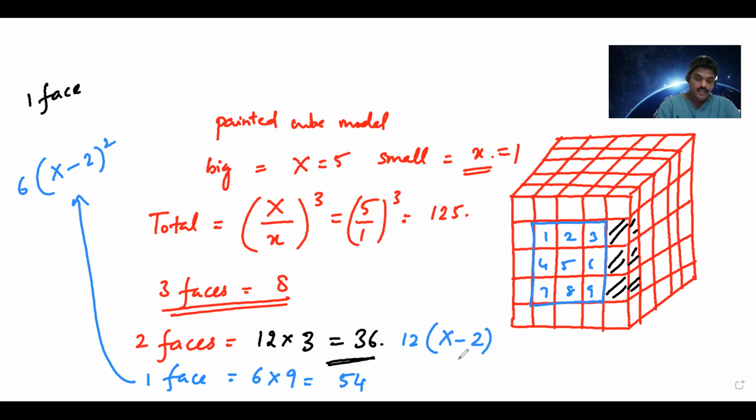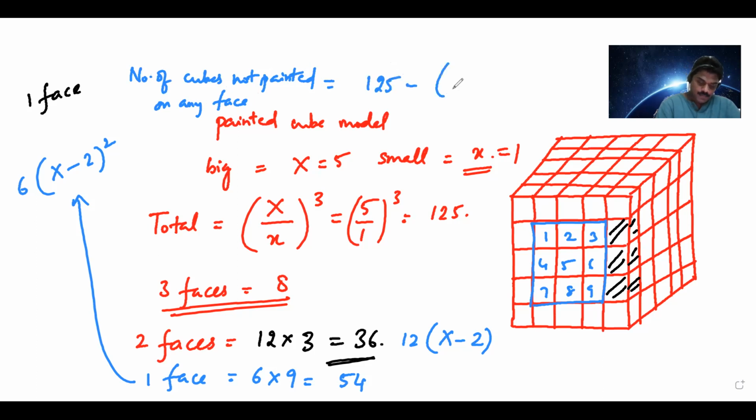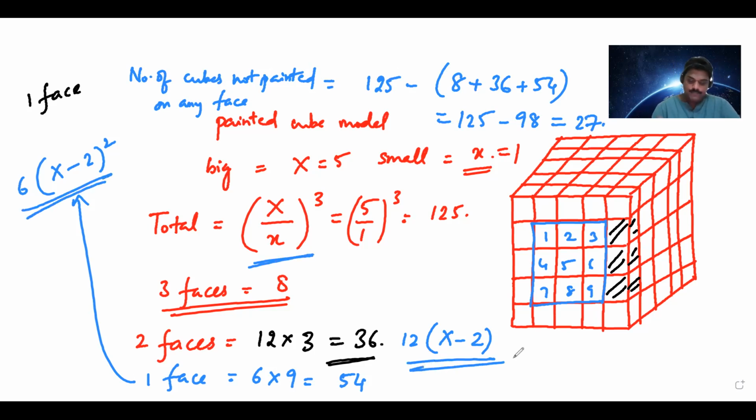Now you want to find the number of cubes that are not painted on any face. That would mean the total, that is 125 minus (8 plus 36 plus 54). So 125 minus 98 is nothing but 27, right? So these formulas are important to solve the answer quickly, right? Hope you understood. Thank you. It's a very easy topic and hope this helps.